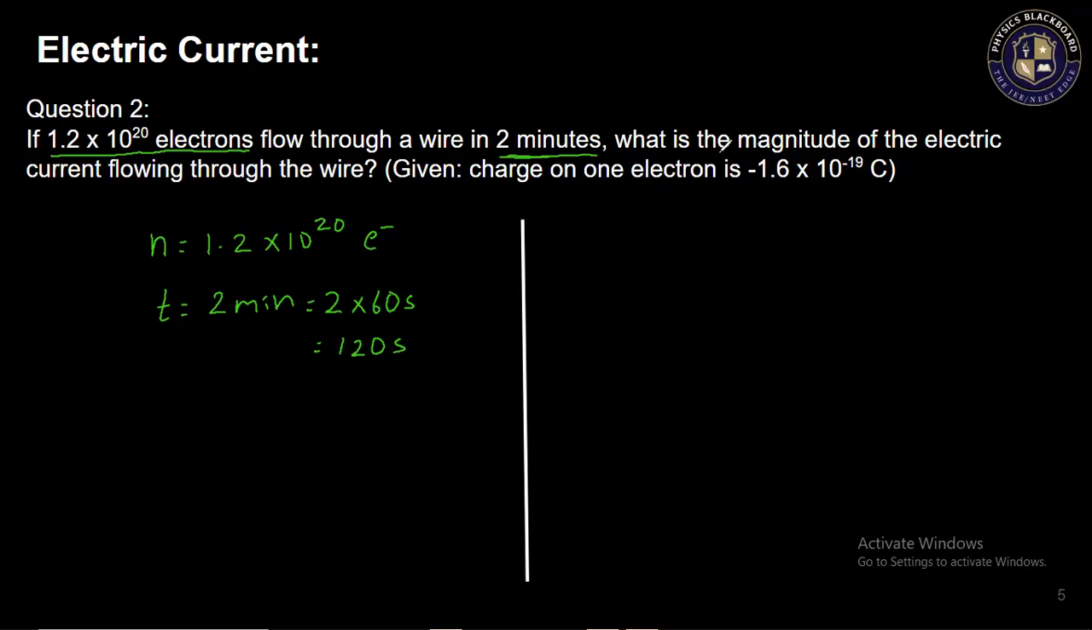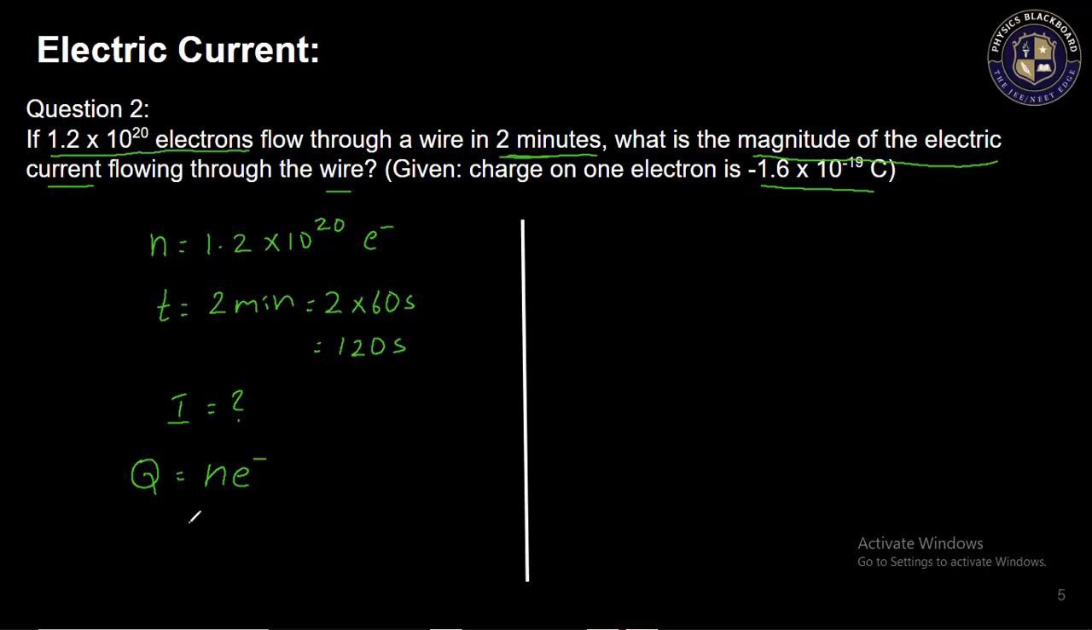Now what do we need to find? What is the magnitude of electric current flowing through the wire? That is, we need to find electric current I. And we know that the charge on one electron is minus 1.6 into 10 power minus 19 coulombs. So before finding current, we need to find the total charge, right? Q is equal to N into the magnitude of one electron.